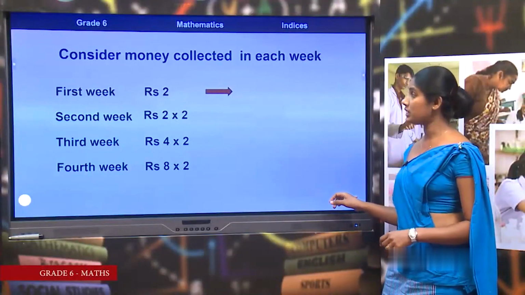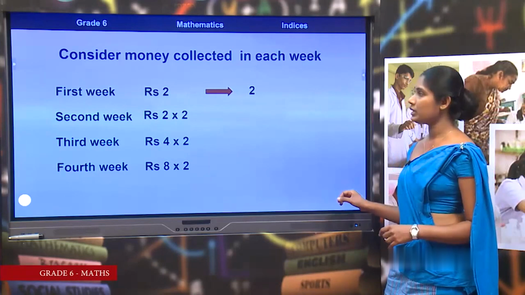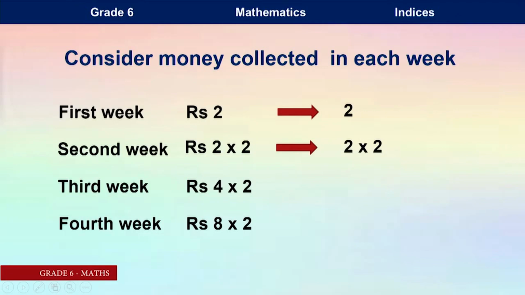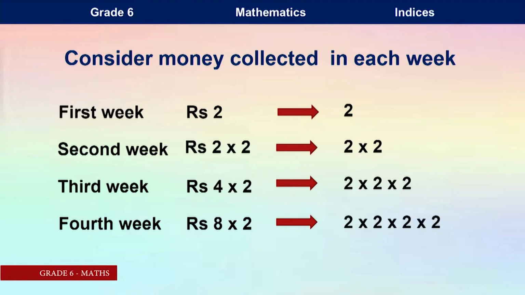Let's see it using multiples of 2. Then 2 rupees in the first week, that is 2. Second week, that is twice of the first week, that means 2 into 2. Third week, you can write 4 by using 2, that means 2 into 2 and another 2 also there, that also we have to write. Then the fourth week, it is 8 multiplied by 2. Now you know how to write 8 by using 2's. Then it is 2 into 2 into 2 into 2.